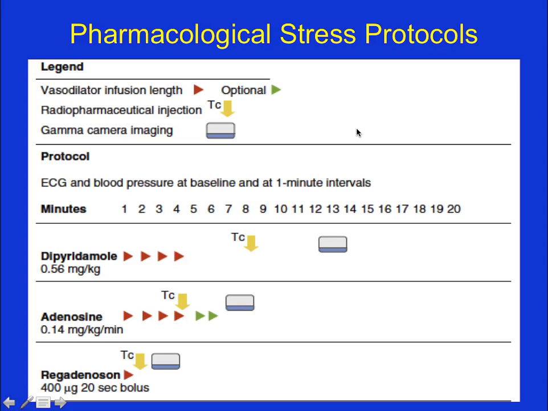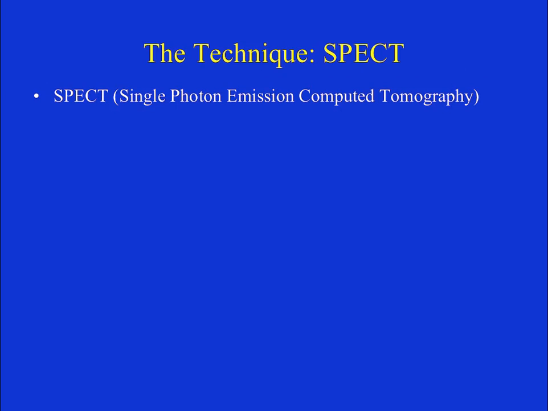Now we have pharmacological stress, the most important agent being adenosine. Adenosine is given at a dose of 140 micrograms per kg per minute for 6 minutes, and the tracer is injected midway, that is at 3 minutes, and the imaging is done 3 minutes after the completion of adenosine infusion. I will not go into the details about the other agents.